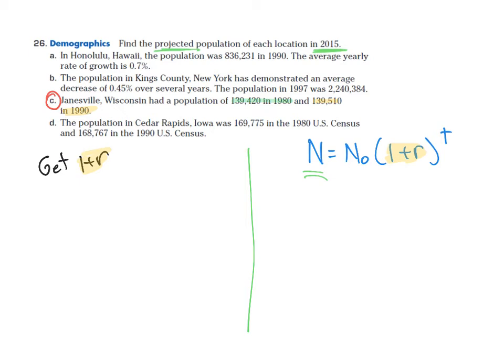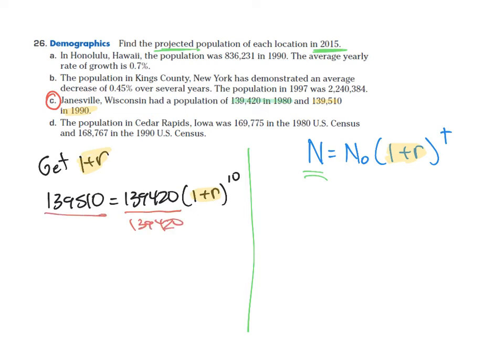We'll stick the 1990 value where the N goes, so that's 139,510, and that'll equal 139,420 times 1 plus r, which we don't know, raised to the t power, but we do know what t is. From 1980 to 1990 is 10 years, so we'll put a 10 right there. And now our job is to solve for 1 plus r. That basically takes two steps. The first step is to divide by 139,420. That's our first inverse operation. We'll divide that out.